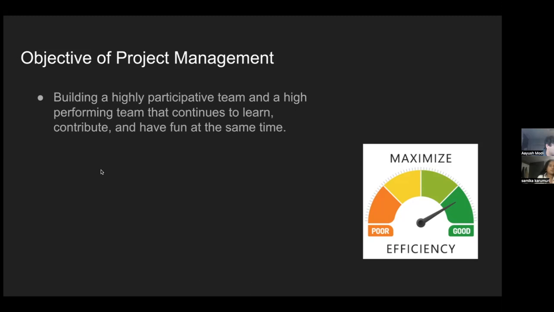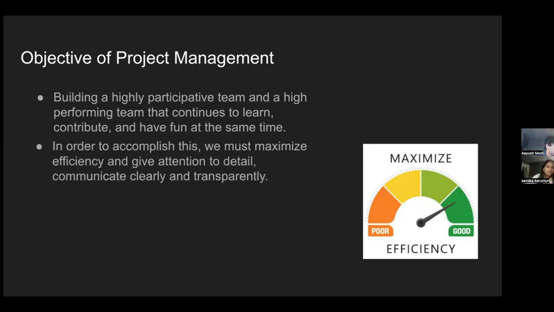Well, we are working to build a highly participative and high-performing team that continues to learn, contribute, and have fun at the same time. Paying attention to detail, making sure our work is quality, and not leaving loose ends all fall under our objectives of project management. And the ultimate goal of project management is to maximize a team's efficiency.